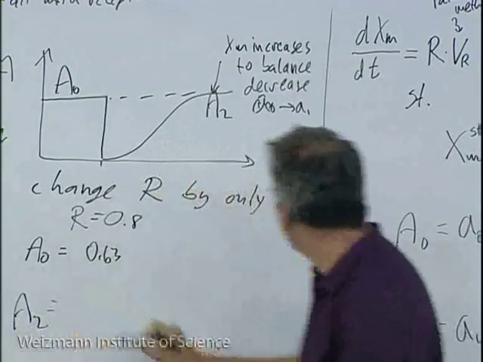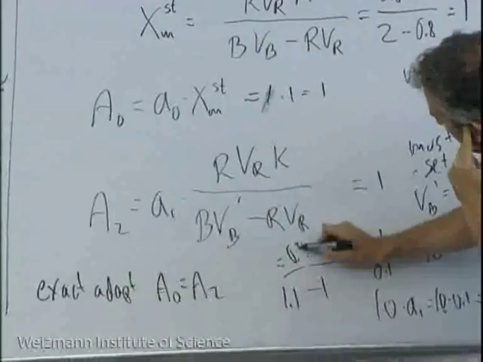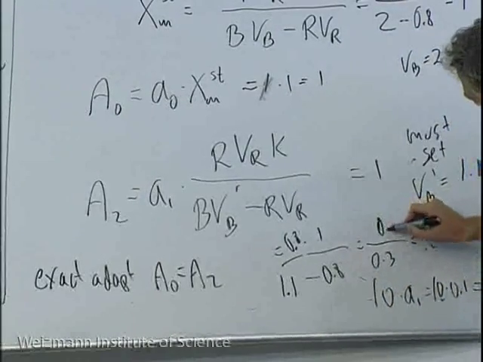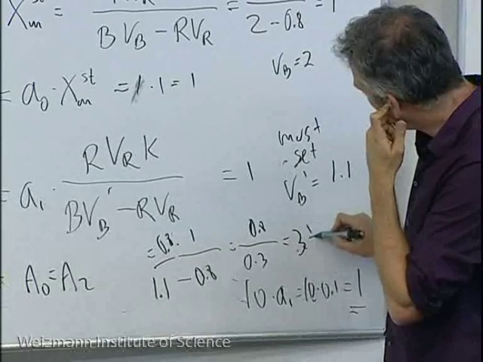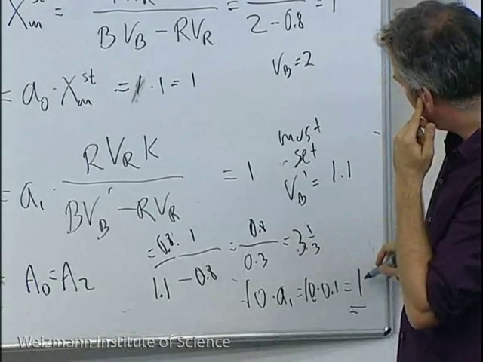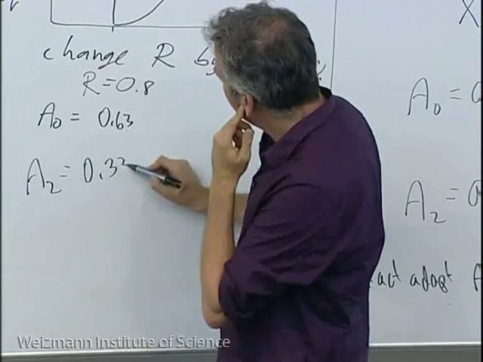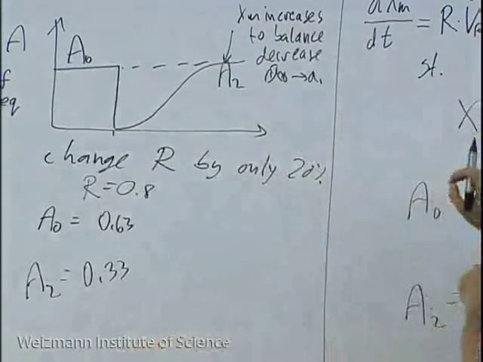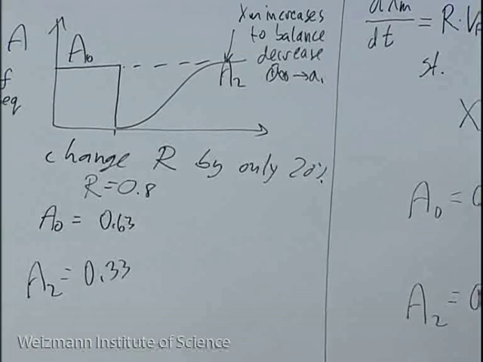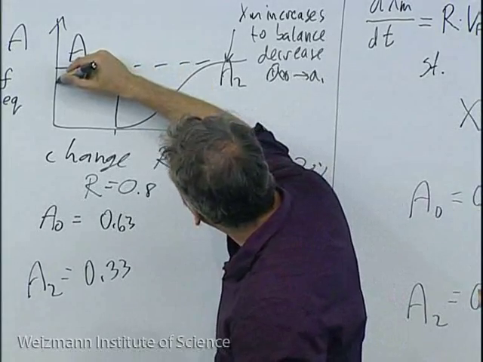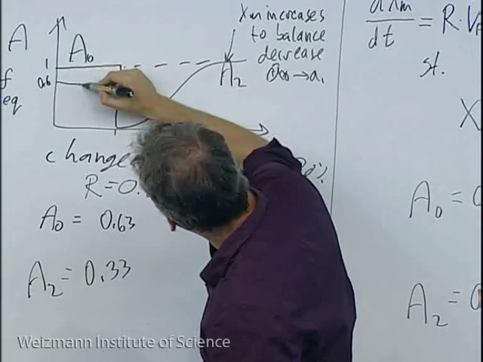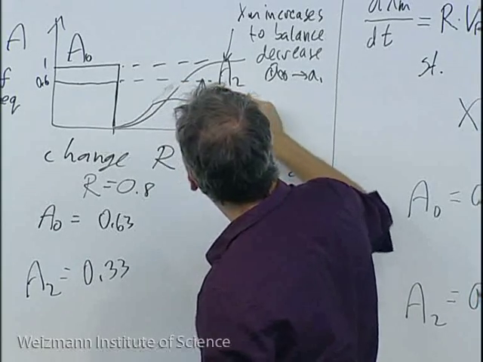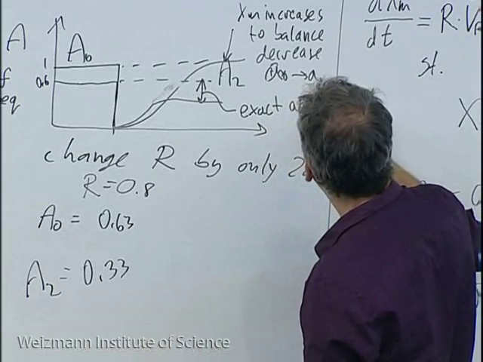But A2, look what happens. If I change this to 0.8, this goes down from 10 to 3 and 1/3 or something. And this goes down like this. So if I'm going to draw it here, what happens when I keep all the parameters the same, and this cell happens to have 20% less CheR. So instead of 1, I start at 0.6 something. I respond. I adapt. I don't have exact adaptation anymore. Exact adaptation is lost.